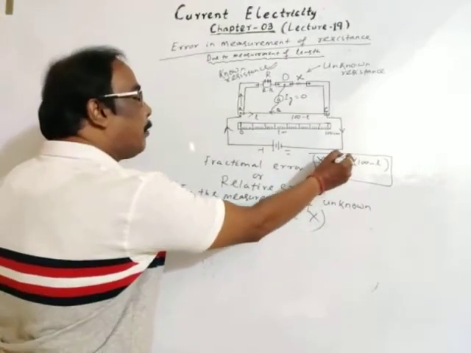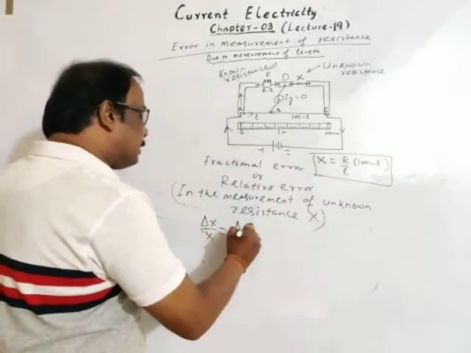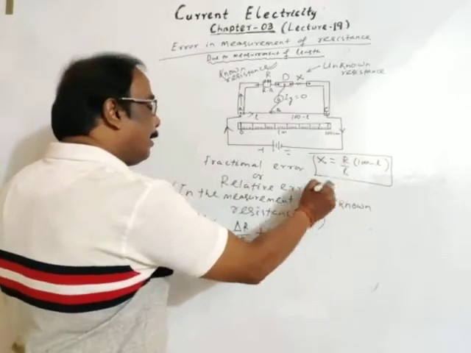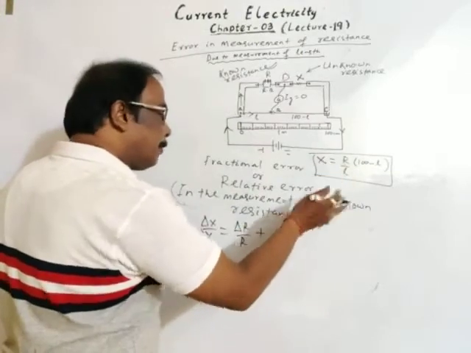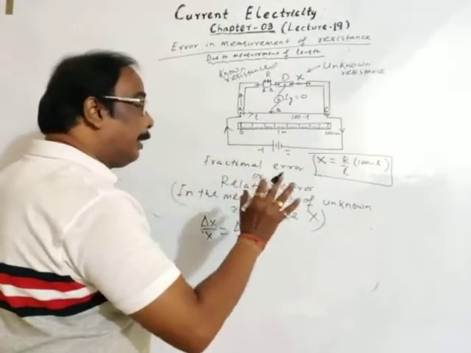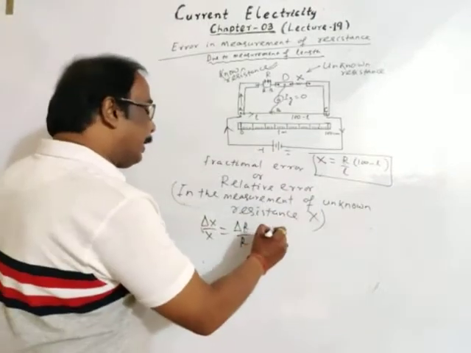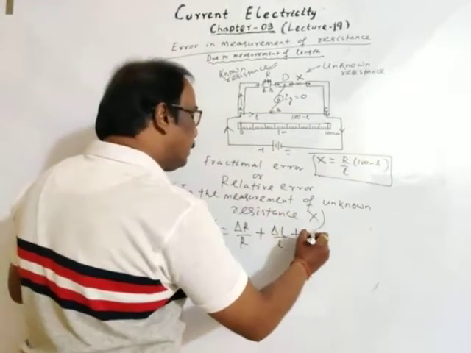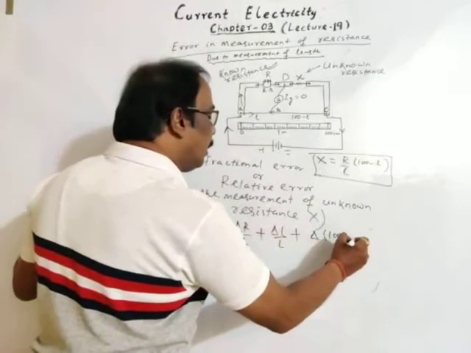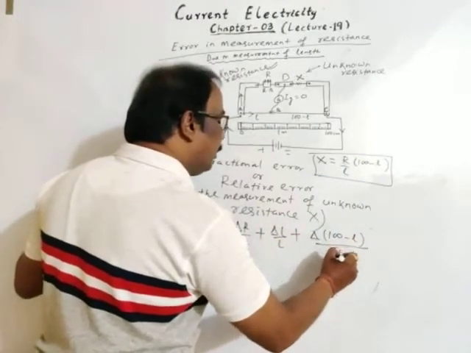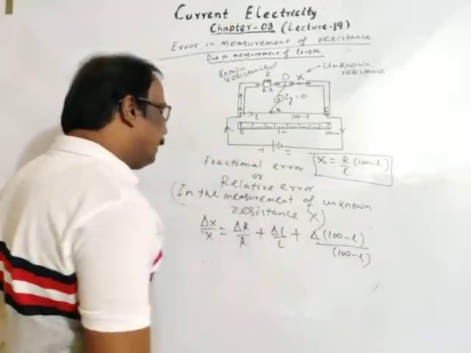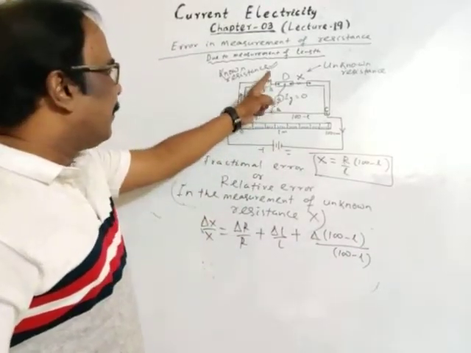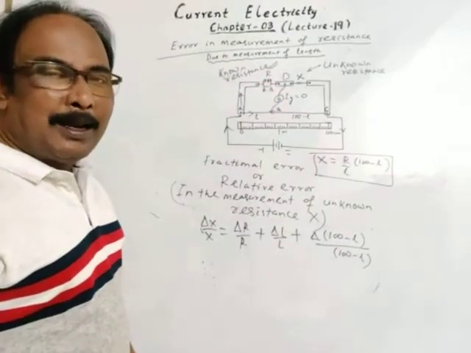Here there is R, power of R is 1, means delta R by R plus L, power of length is 1. For maximum error, we don't need the negative side. So again, delta L by L plus delta into 100 minus L divided by 100 minus L. Okay. This is the fractional error of X, but here R is a known resistance.